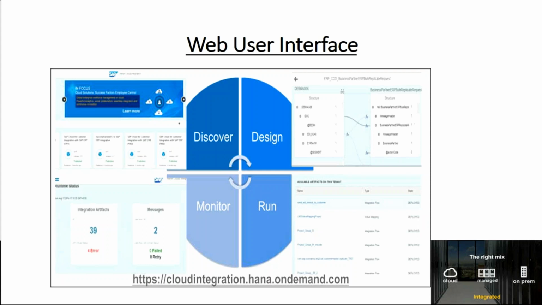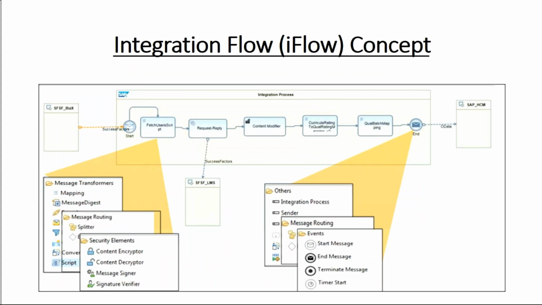Monitoring is just viewing the artifacts to see if they are correctly deployed, and monitoring the messages to see if they are getting processed perfectly. We will see if there isn't any issue in the communication. Those things come into monitoring. So three things are directly visible on your web UI: discover, design, and monitor. The run module is not directly visible on the web user interface of HCI.